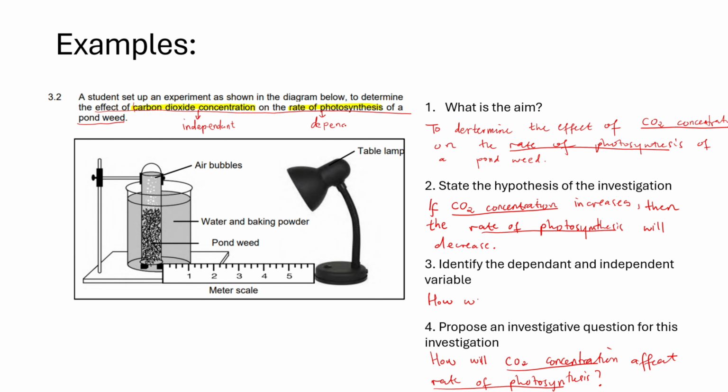Please do not use the tables. Just use this first statement to get the dependent and the independent variable. Whenever they say to determine the effect of, the first thing that comes is the independent variable and the second thing that comes is the dependent variable. So we change the carbon dioxide concentration so that we can measure the rates of photosynthesis. Our results, the rates of photosynthesis in this case, are our dependent variable.